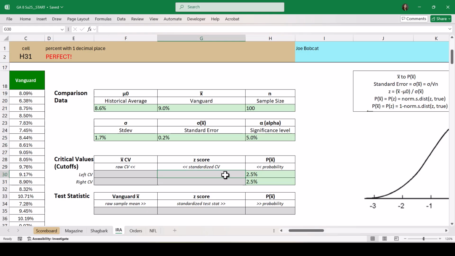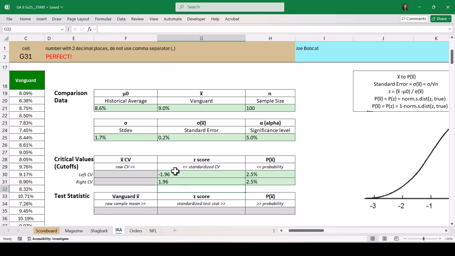So now what we're going to do here is determine the standardized score or the z-score that's associated with the bottom and the top 2.5% of alpha. So that's the NORM.S.INV function. And for the left, you just take your alpha divided by two, and that gives negative 1.96. And then for the upper, we're going to do 1 minus alpha.